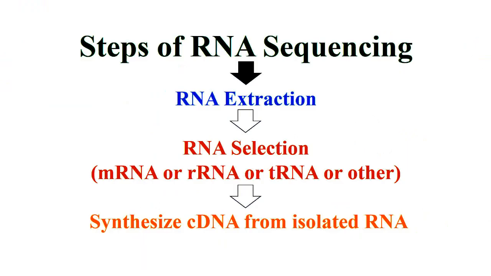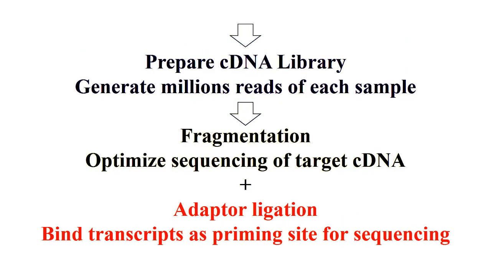RNA sequencing is initiated by RNA extraction and RNA selection to select the target RNA, and synthesize cDNA from the isolated RNA, and prepare a cDNA library to generate millions of reads for each sample. In the process of fragmentation, the target cDNA is optimized for sequencing, and adaptor ligation binds transcripts as a priming site for sequencing.